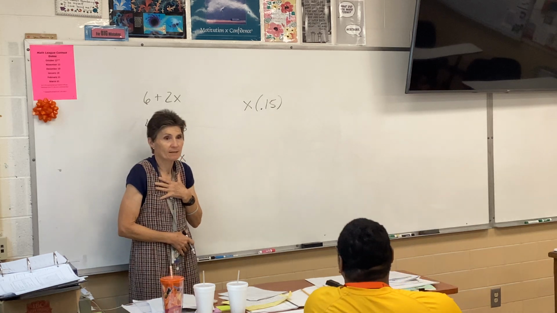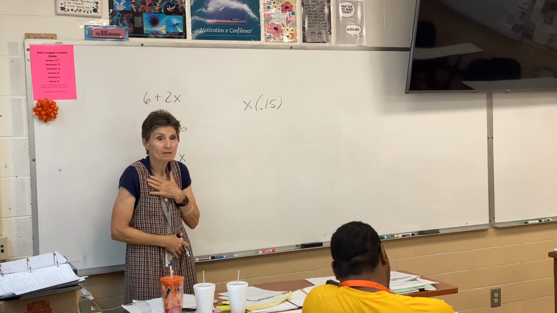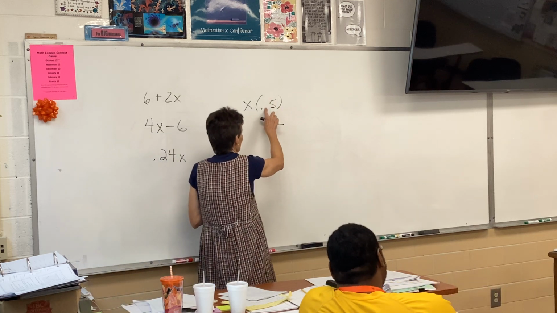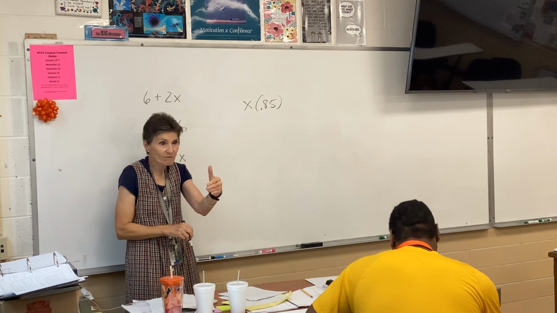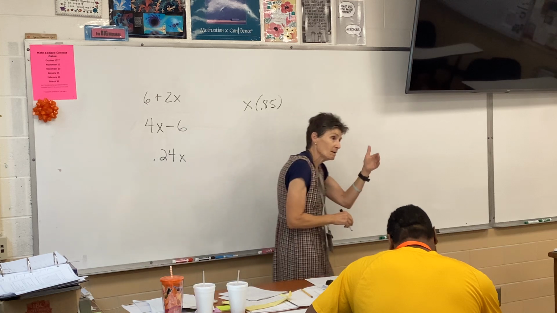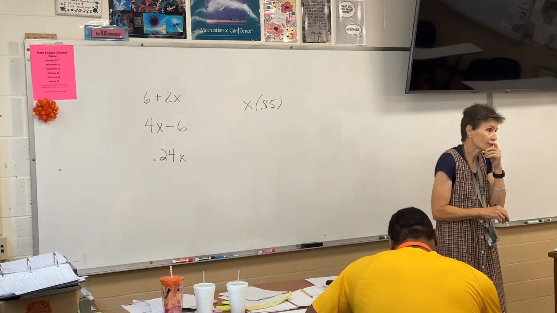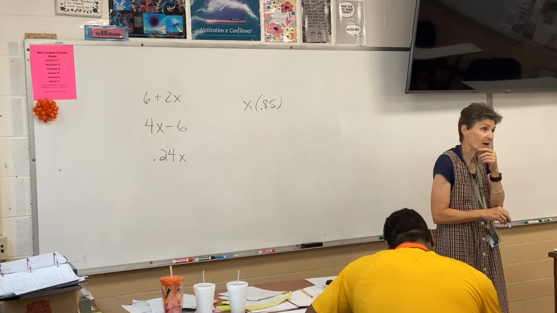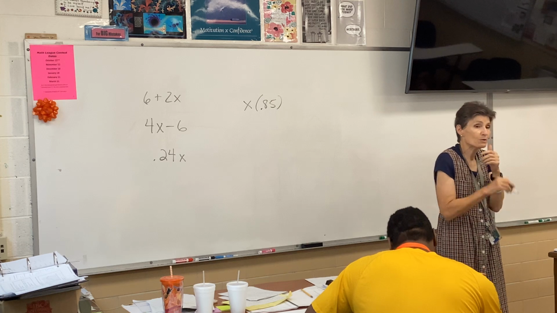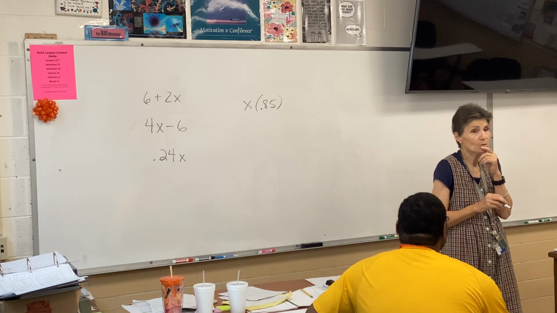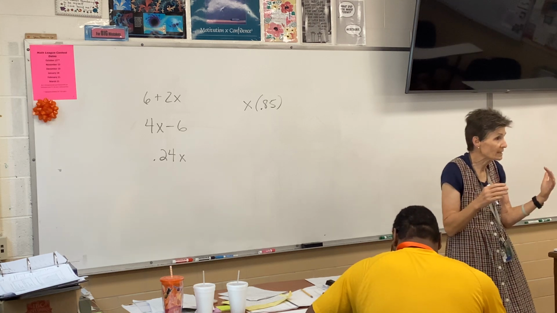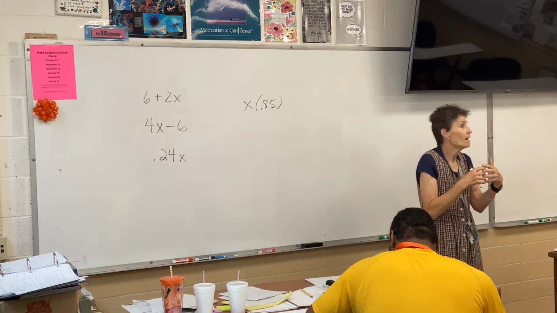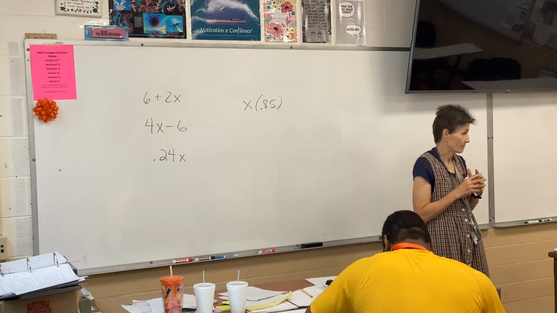And what am I interested in? Not how much I don't pay, but how much I do pay. So instead of multiplying by 0.15, I'm going to multiply by 0.85. Because if I'm not paying 15%, then I am paying 85%. Would you agree with me? If you do it the other way, you have to subtract it, so it's an extra step that's totally not necessary. Multiply by the percent that you're paying.